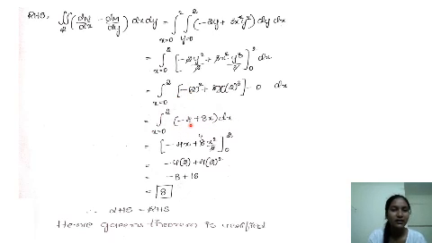Integral of 4 will be minus 4x and the 8x will be 8 into x square by 2 from the interval 0 to 2. So that will be minus 4 into 2 plus 4 into 2 square minus 0. So that will be minus 8 plus 16, that is equal to 8.